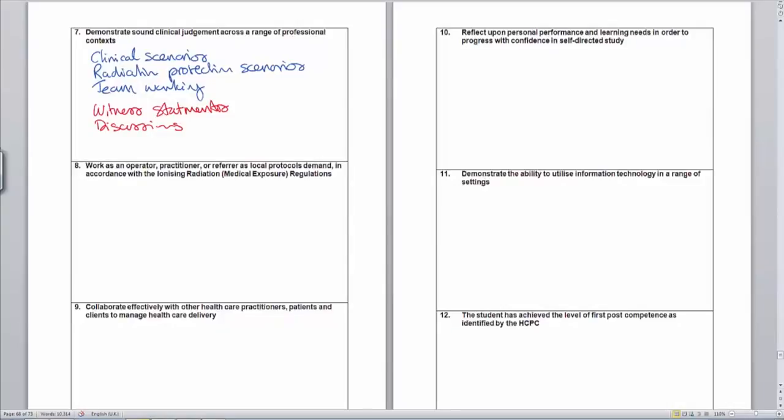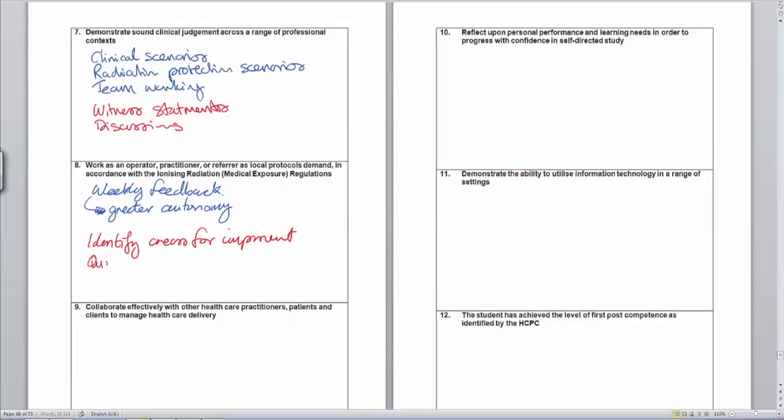Again, with regards to working as an operator practitioner, again, the weekly feedback. What you would ideally like your colleagues to be doing is identifying greater autonomy by the student. They're able to articulate why an exam is justified. They're able to undertake the examination with minimal intervention from the radiographer and all of those sorts of things. Again, identifying areas of improvement, and you can also quiz or discuss IR(ME)R or IRR with your students there as well.